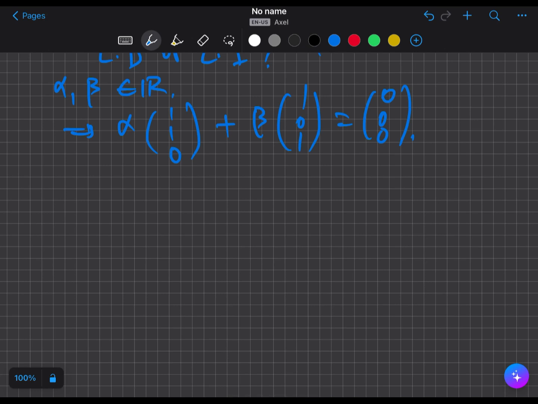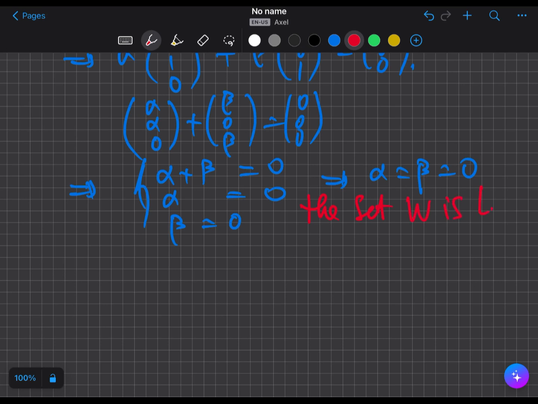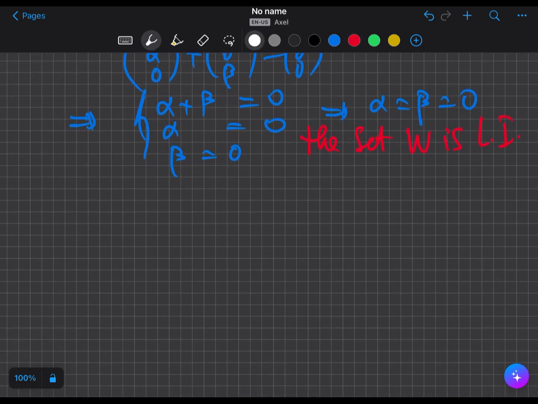So having said this, we have alpha (1,1,0) plus beta (1,0,1) equal to (0,0,0), and this will lead to alpha plus beta equal to 0, alpha equal to 0, and beta equal to 0, which leads to alpha equals beta equals 0. So since alpha and beta equal 0, therefore the set W is linearly independent. Isn't that simple? Now let's look at the second example.